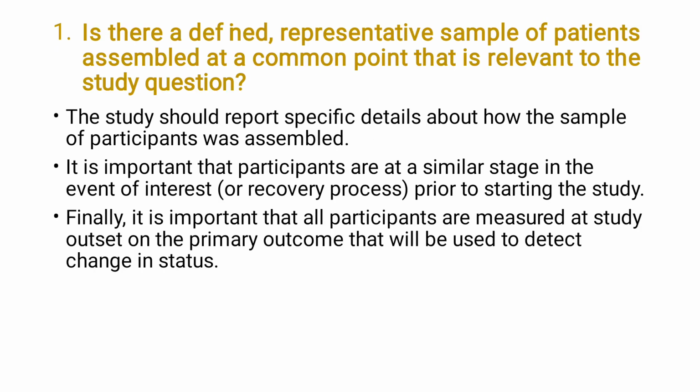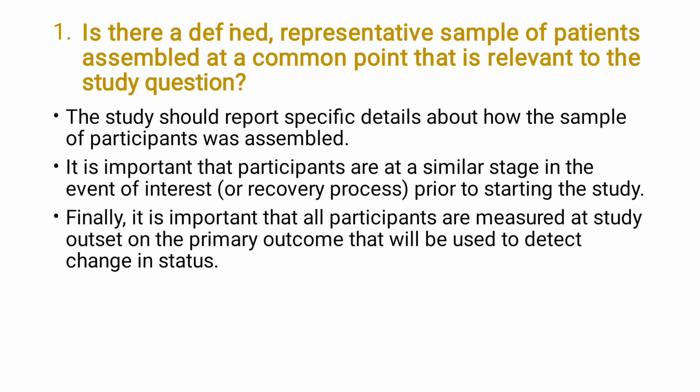The next question will be, is there a defined representative sample of the patients assembled at a common point that is relevant to the study question? In this scenario, we will look at how the participants are included in the study. We will define the process of participant accumulation and collection, or inclusion, in the study. The process may be either through randomization, through the lottery method, informed consent, or those who are willing to participate in the study. Any scenario can be a possibility.